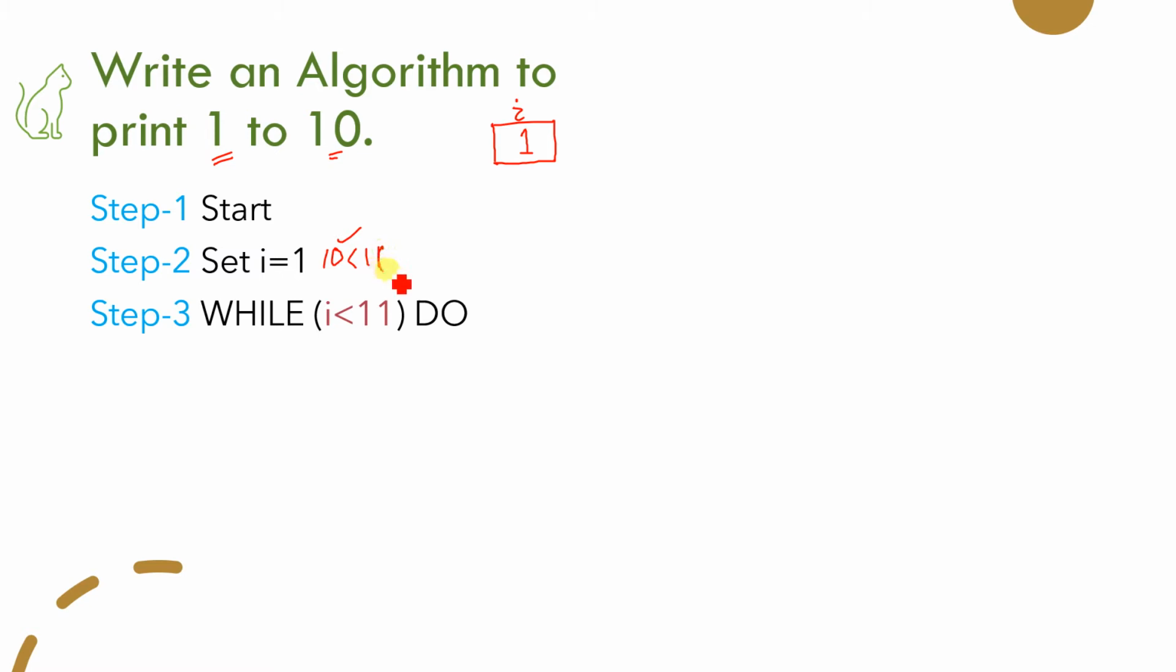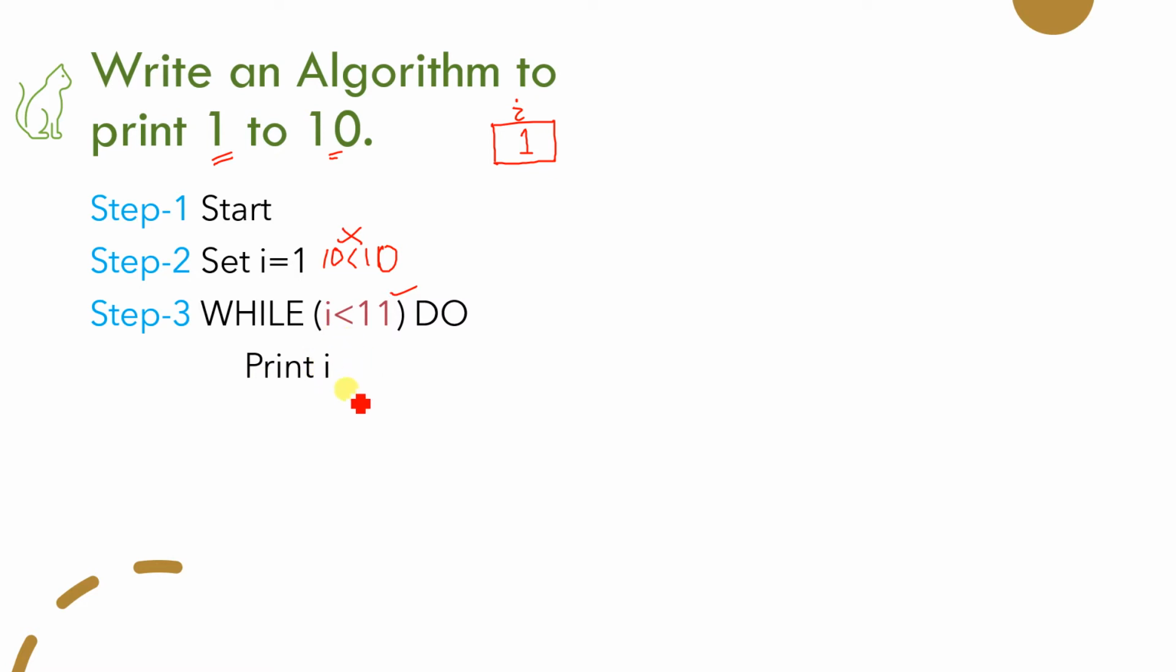But if I make it 10, then 10 is less than 10, the condition is going to be false, and 10 is not printed for our purpose. So that's why our algorithm will not be solved. That's why I have written I is less than 11 over here. Okay, so until the condition becomes false, I have to print the value of I.